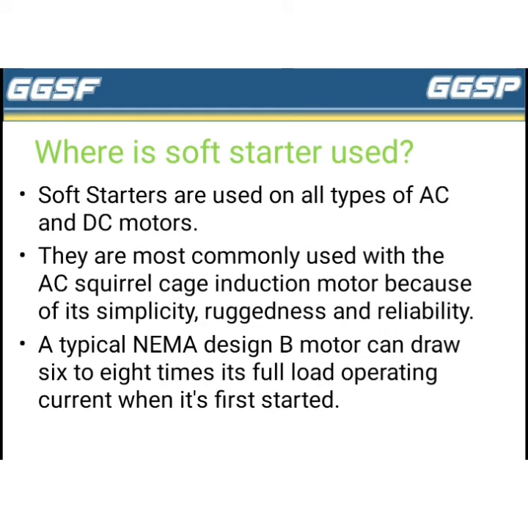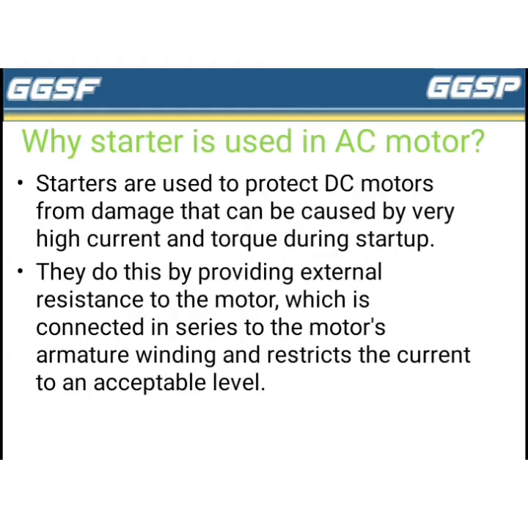Where is a soft starter used? Soft starters are used on all types of AC and DC motors. They are most commonly used with the AC squirrel cage induction motor because of its simplicity and reliability. A typical NEMA design B motor can draw 6 to 8 times its full load operating current when it is fast started.